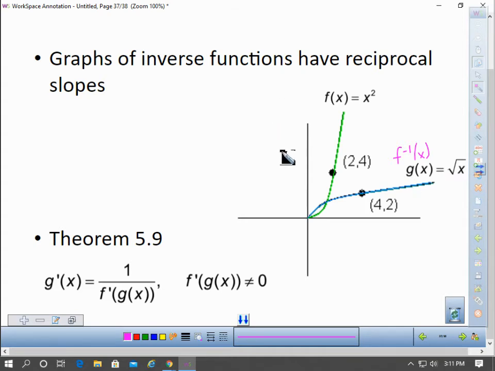What we want is the slope of the tangent line at what I call the mirror point. So we know the domain and ranges flip-flop between the function and its inverse. So here we have the point (2, 4) that's on x squared, and its mirror point is at the point (4, 2) on the graph of square root of x.